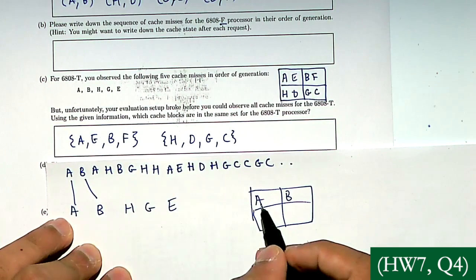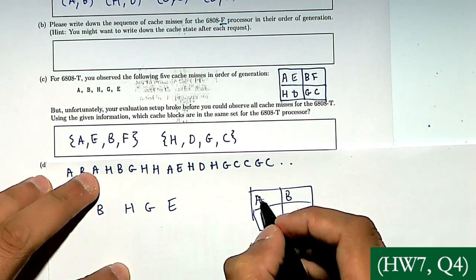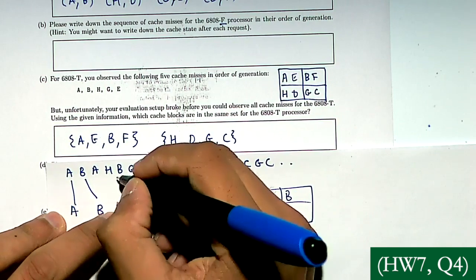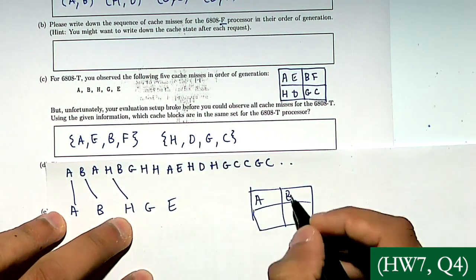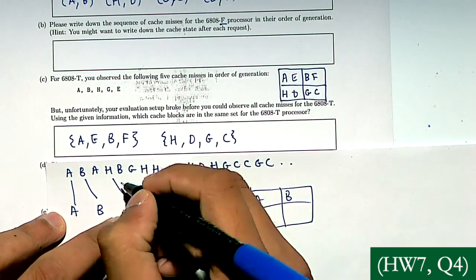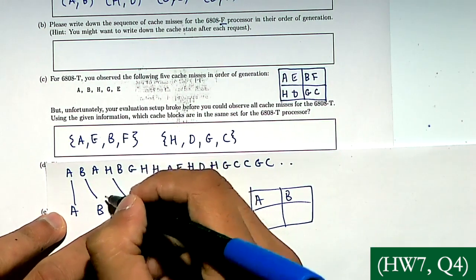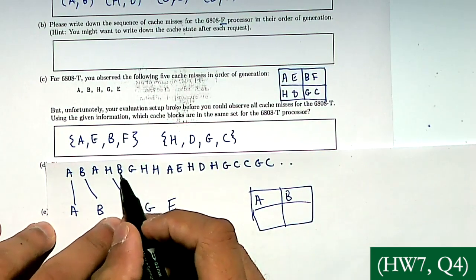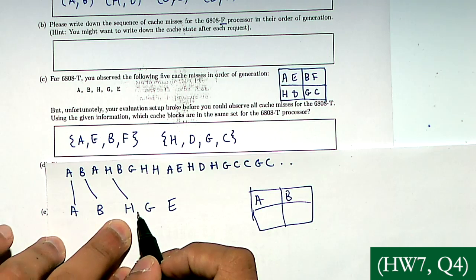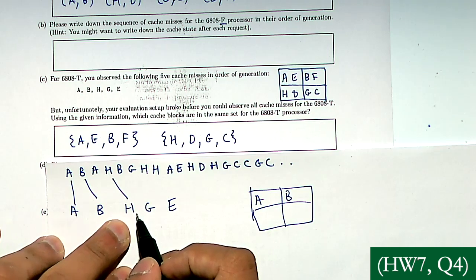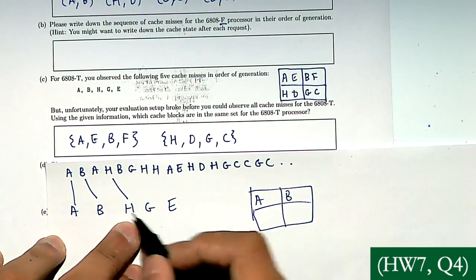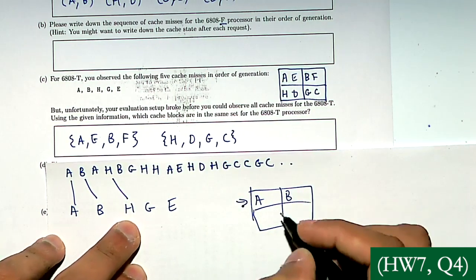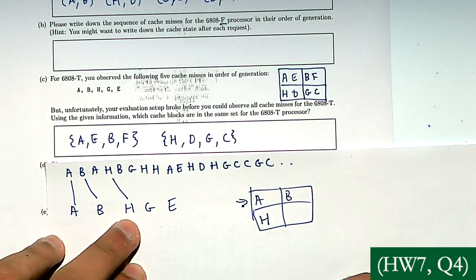Then A is a hit because it's here. And A is now the LRU, right? So we've got to keep track of that. Then H comes in, and H generates a miss. So H gets brought in, but we're not exactly sure where. However, B is the LRU at this point, and the next access to B does not generate a miss. That means B is still in the cache. And B would have been evicted if H was mapped to this set, because B is the LRU. So that guarantees that H has to be down here.